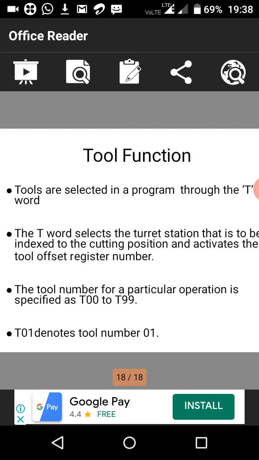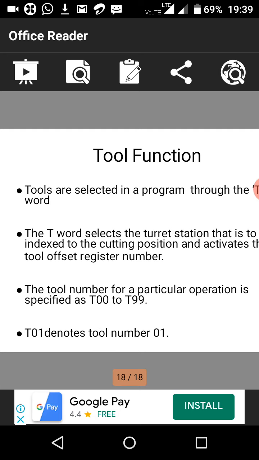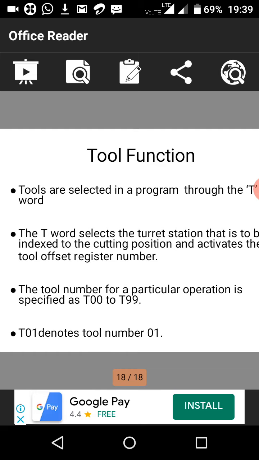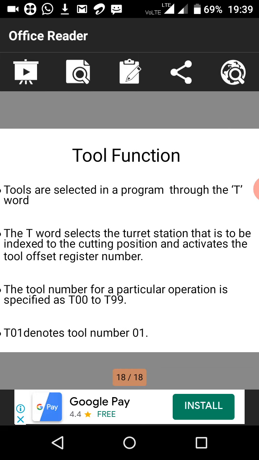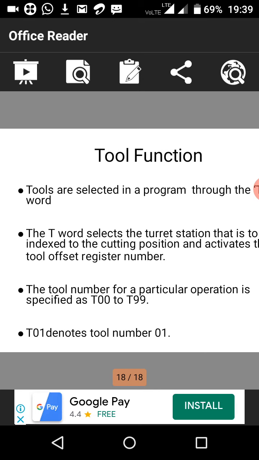Okay. Next, tool numbers for a particular operation are specified as T00, T01, T02 up to T99. So the tool numbers will be from T00 to T99. T01 denotes tool number 01, so 01 means tool 1. T02 means tool 02, like that it will be. Next, the tools used in NC and CNC machines vary in their length. So different tool numbers will have their own operation, their own differences.